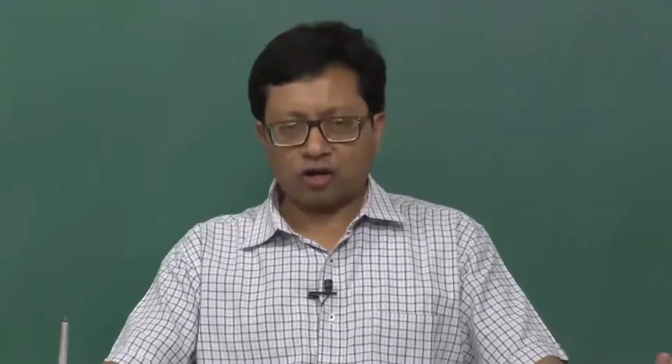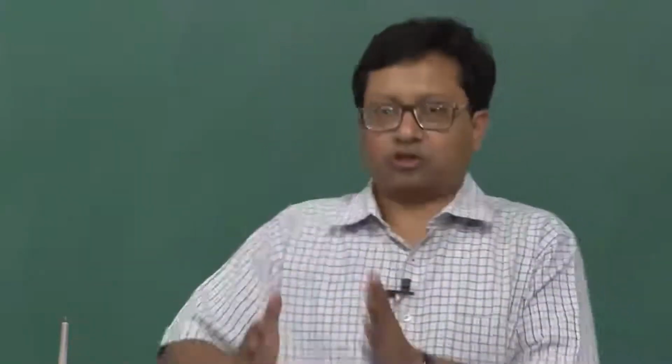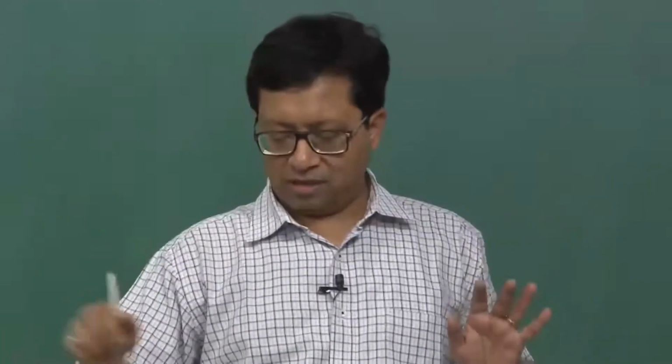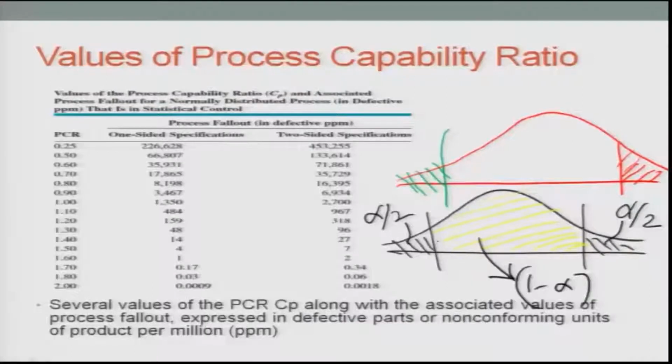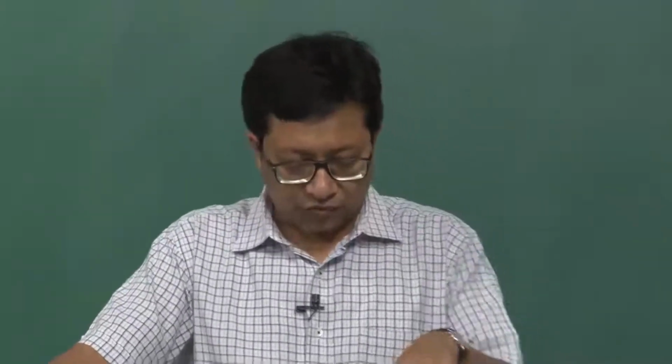In case it was not a normal distribution, obviously the middle portion would be 1 minus alpha, and the rest, alpha, would be divided in some proportion onto the right hand side, above the red one, and below the black one, those vertical lines. But this being a symmetric distribution, that value of alpha is equally distributed onto the right and the left, hence it is alpha by 2. So that is why it mentions one sided specification and two sided specification.